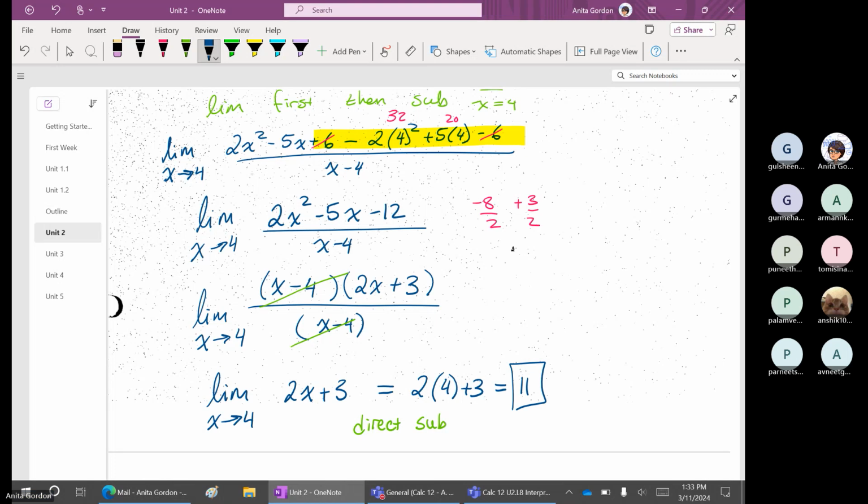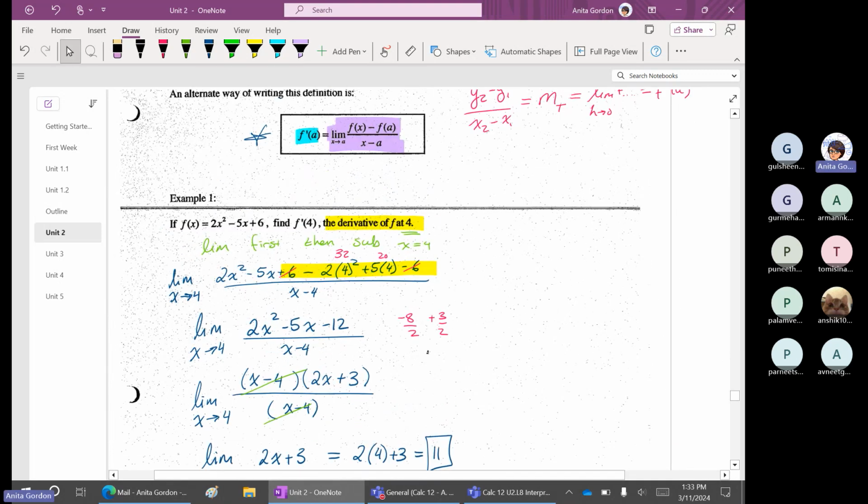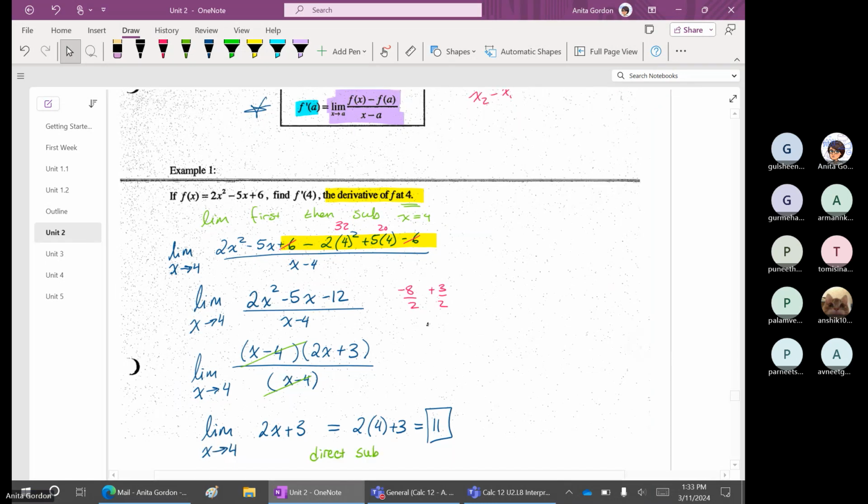Okay. So that's using this method here. If you have a point of interest, you know what it is. You can use a general x and an a. Let's take a look at another example here.